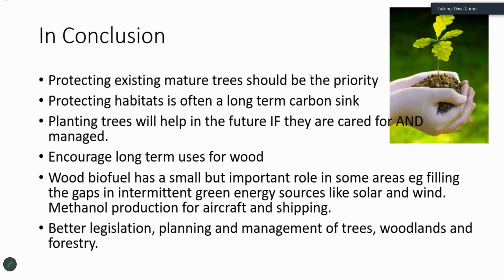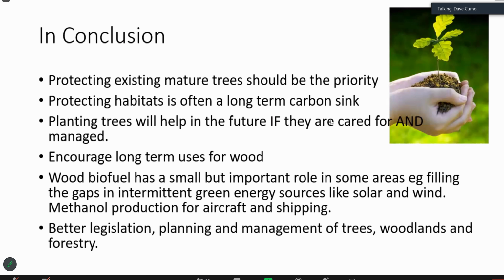So, top is protecting existing mature trees. This is the one thing that is removing carbon dioxide at our maximum rate. Habitats are often a long-term carbon sink. So peatlands, bogs, salt marsh, and there's various others that capture and store carbon long term.